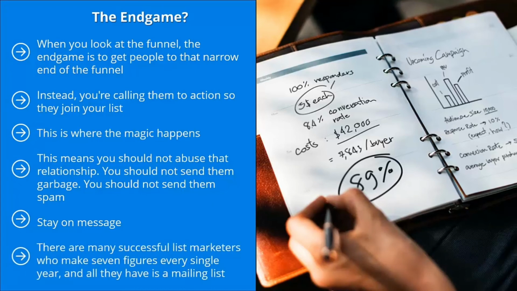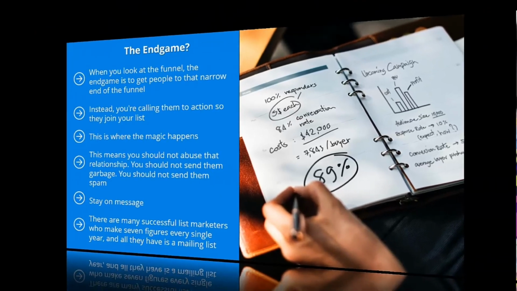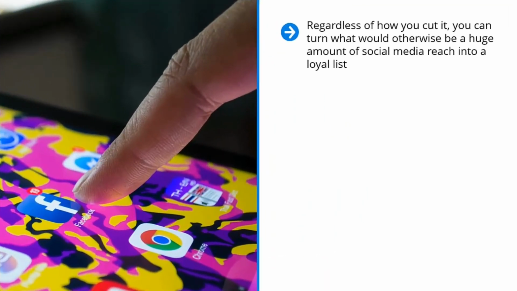There are many successful list marketers who make 7 figures every single year, and all they have is a mailing list. It all depends on how you build that list, who's on that list, and what you are selling on that list. Regardless of how you cut it, you can turn what would otherwise be a huge amount of social media reach into a loyal list. This is the secret to effective social media marketing.